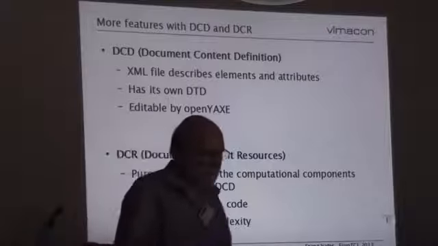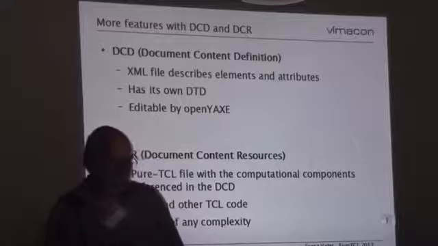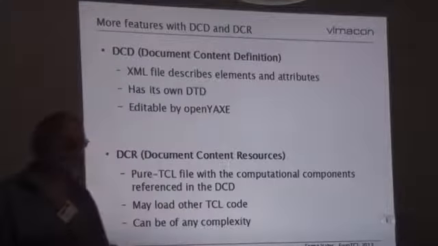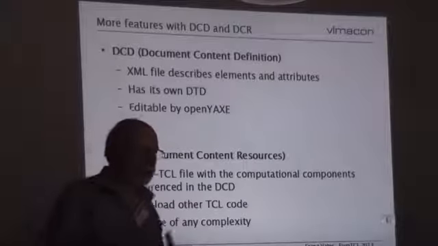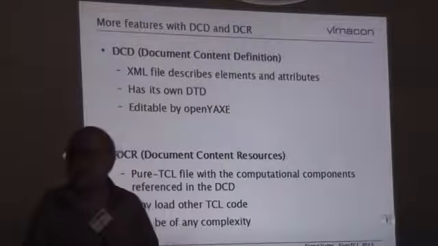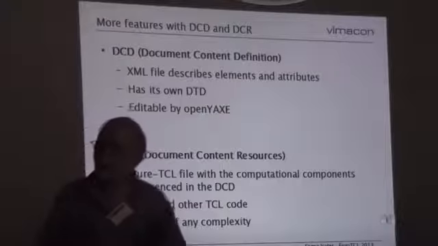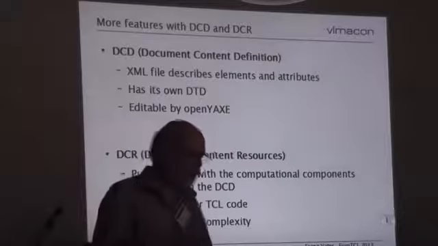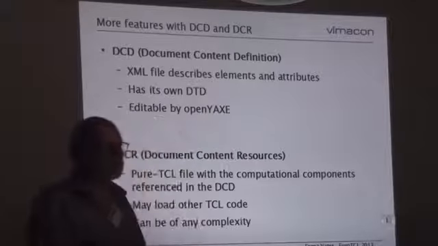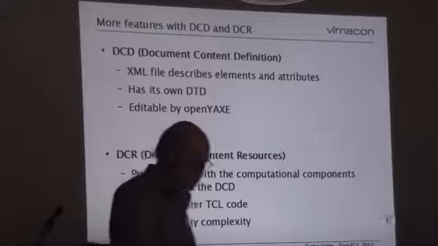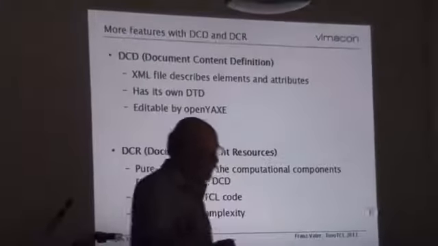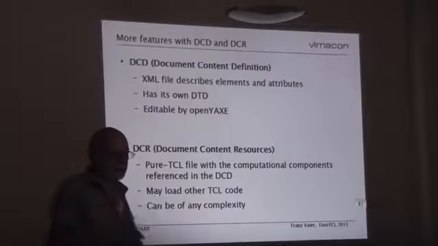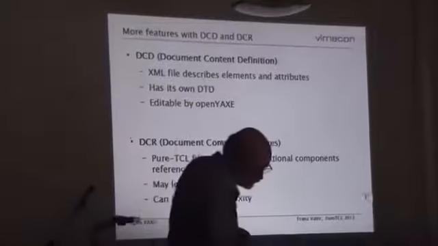The DCR, the document content resource, is where we put all the Tcl code. This is pure Tcl, but we call it a little bit differently to show what the meaning is. Most of it you can write as you want. I think we have only one procedure which is defined. Everything else you can do as you want.